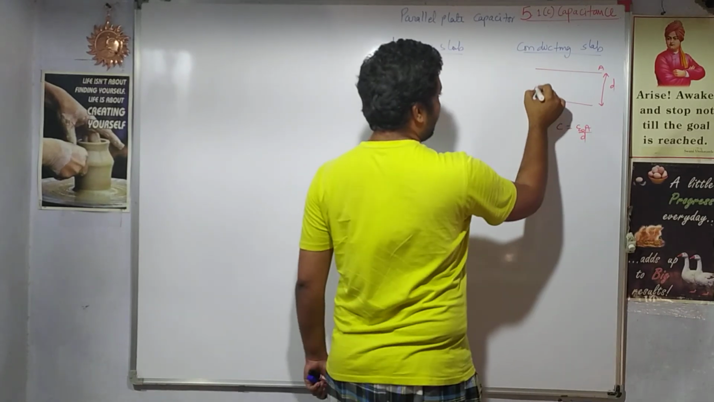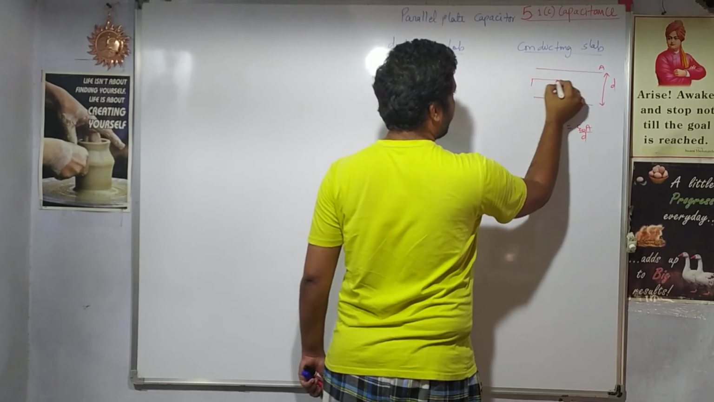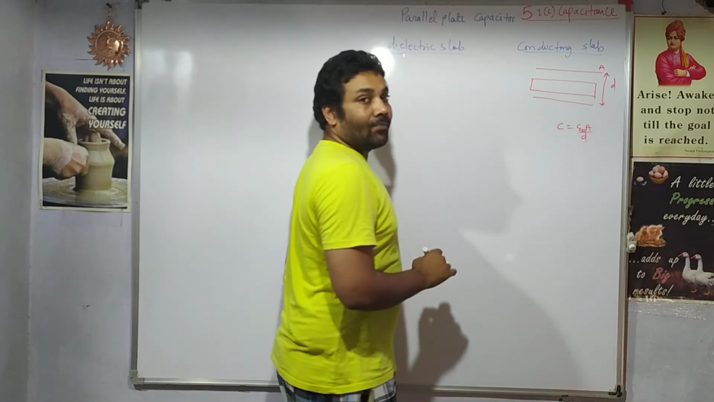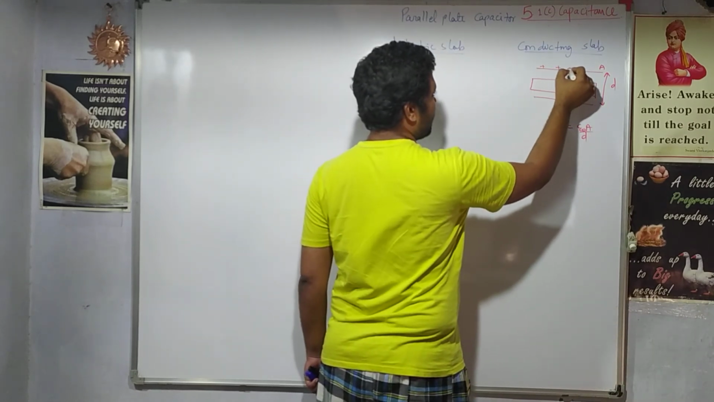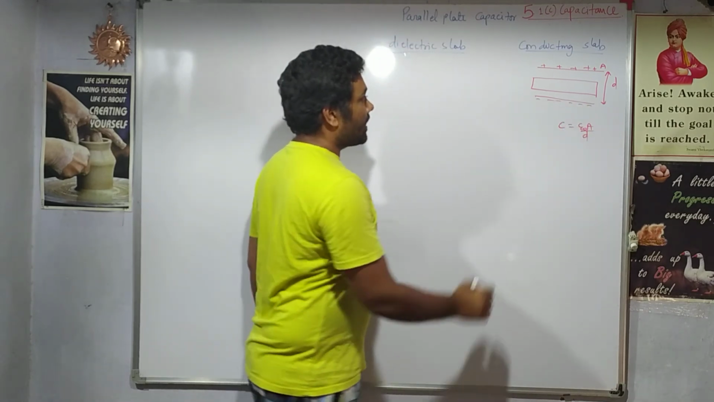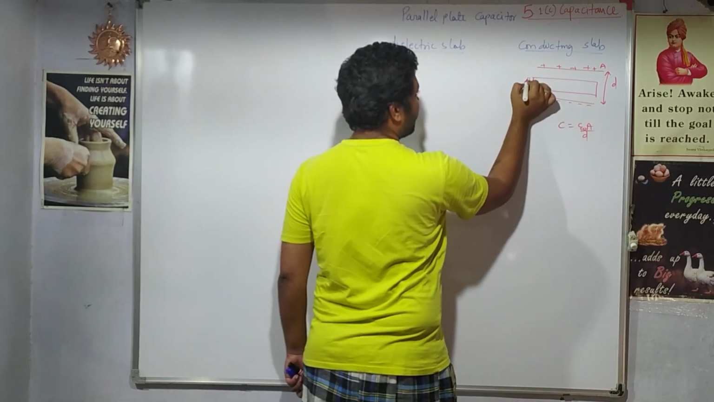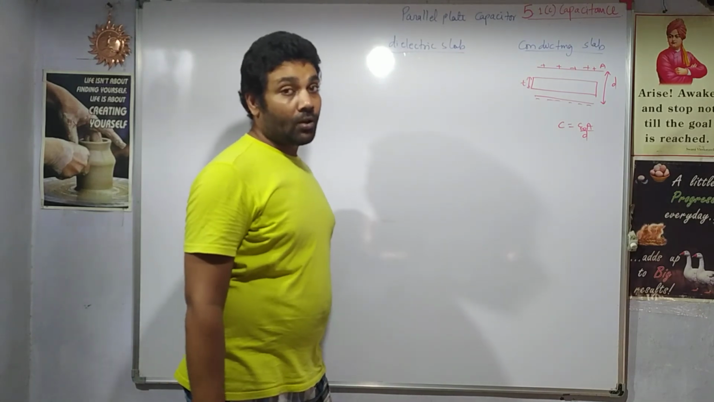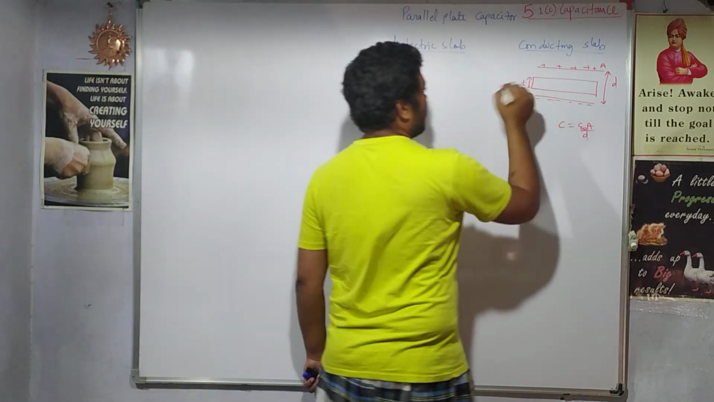Now in this, if I put a conducting slab, what will happen? Let us say this is a positive plate and this one is a negative plate. On placing a conducting slab of the thickness T, right, there will be a change in electric field as well as there will be change in the potential. So let us see what happens.